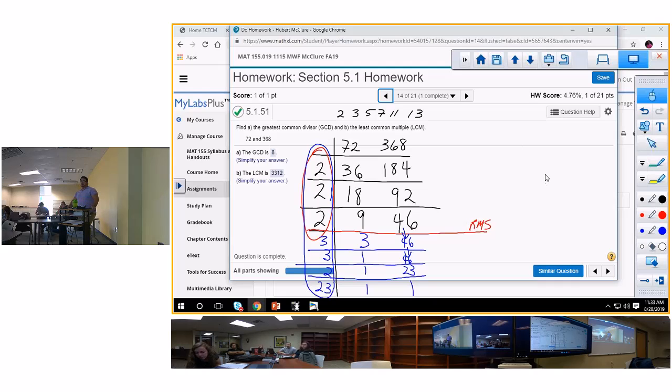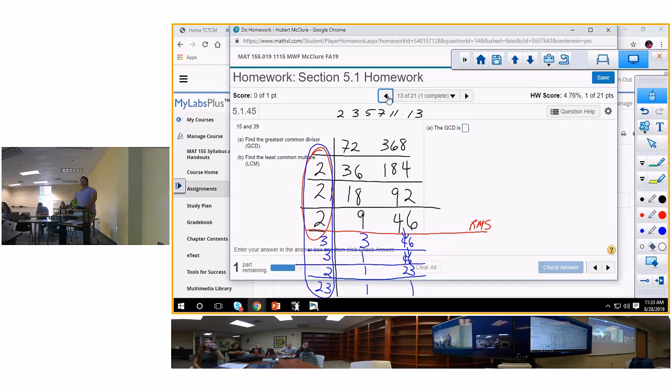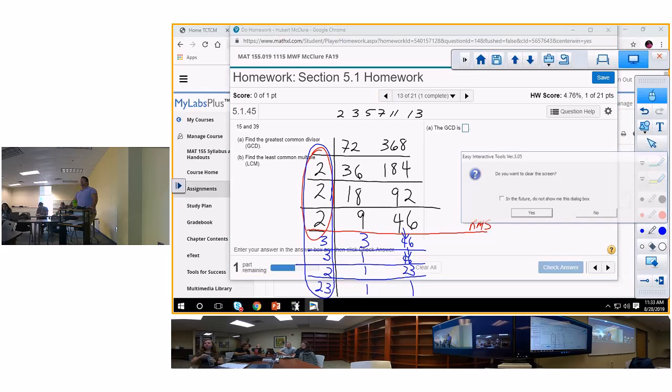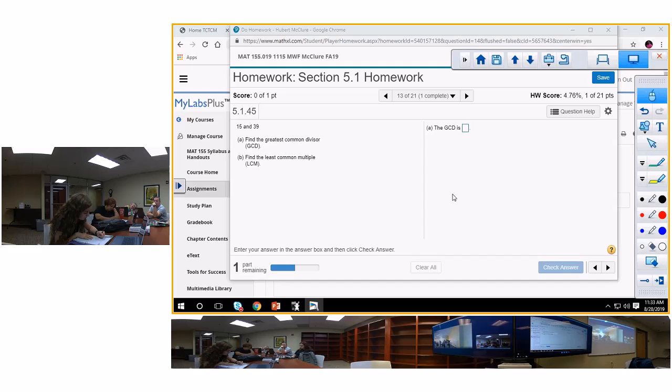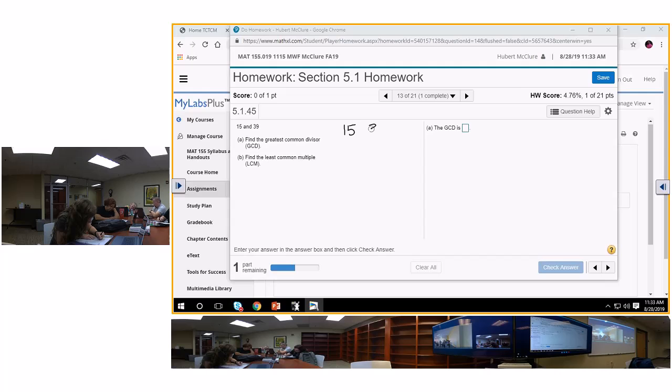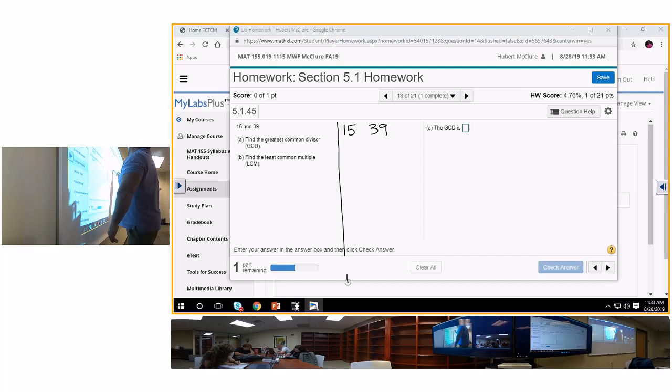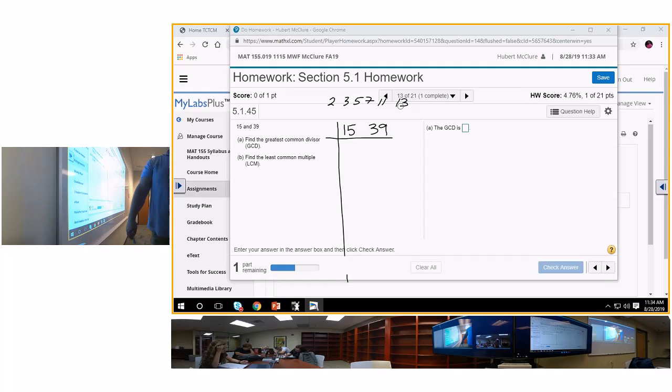That's what it was. Okay, so that's a test question. Make sure you know how to do that, that's number 6 or 7 that we've done. Let me give you another test question. There's one right there, 15 and 39. Two, three, five, 7, 11, and sometimes 13. Take a minute or two and see what you can do with it.